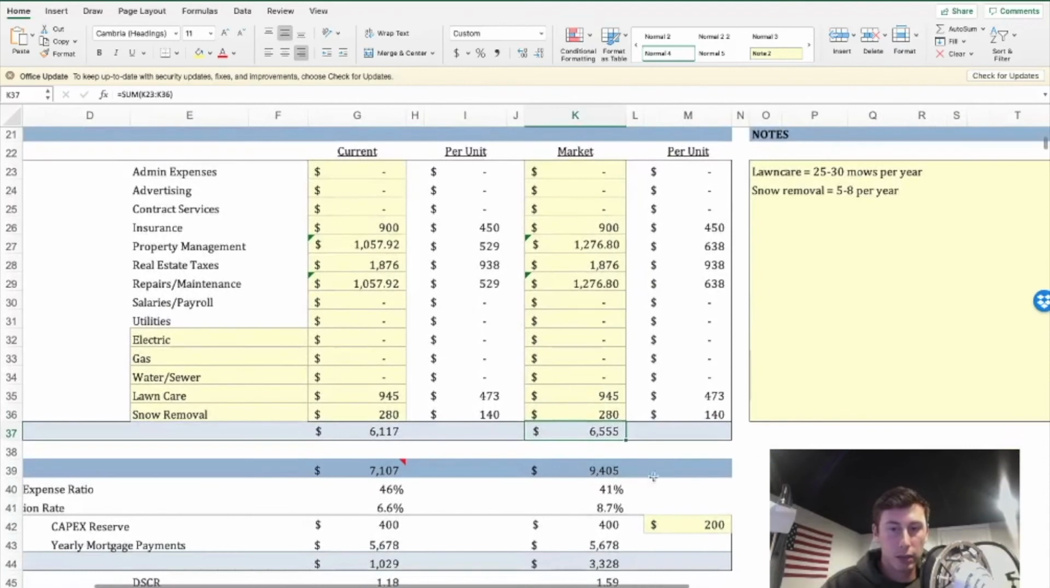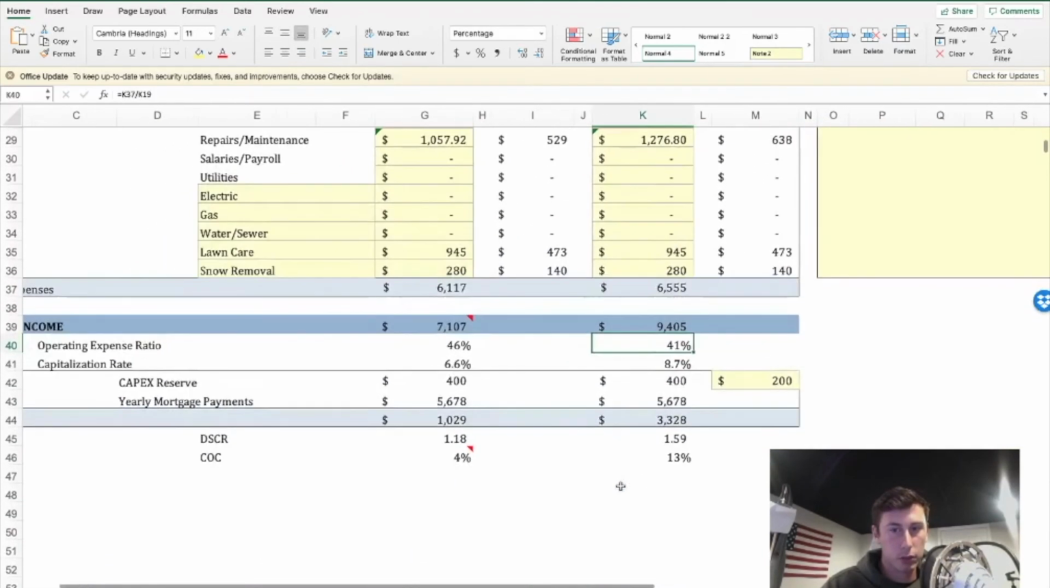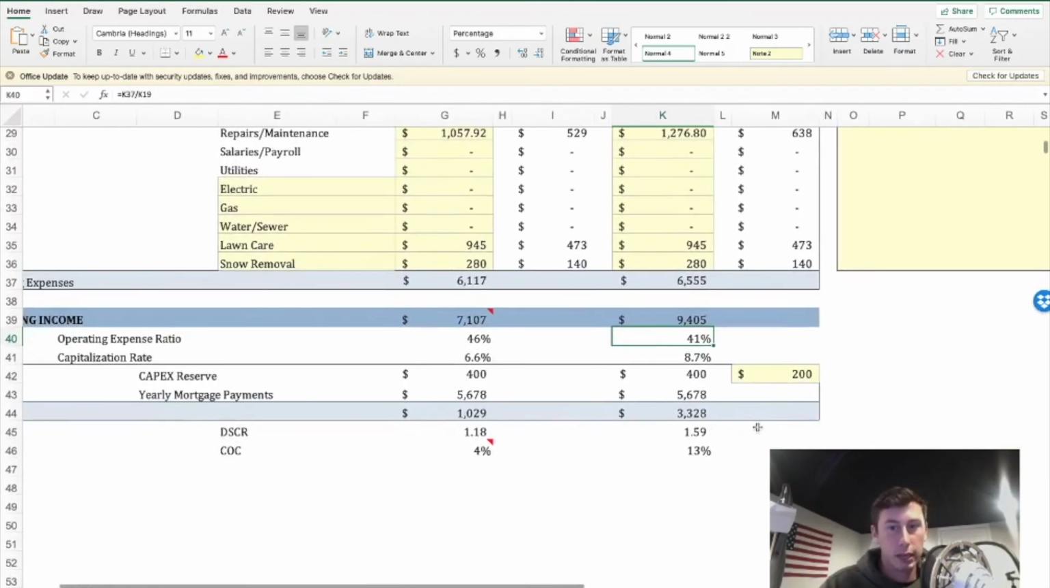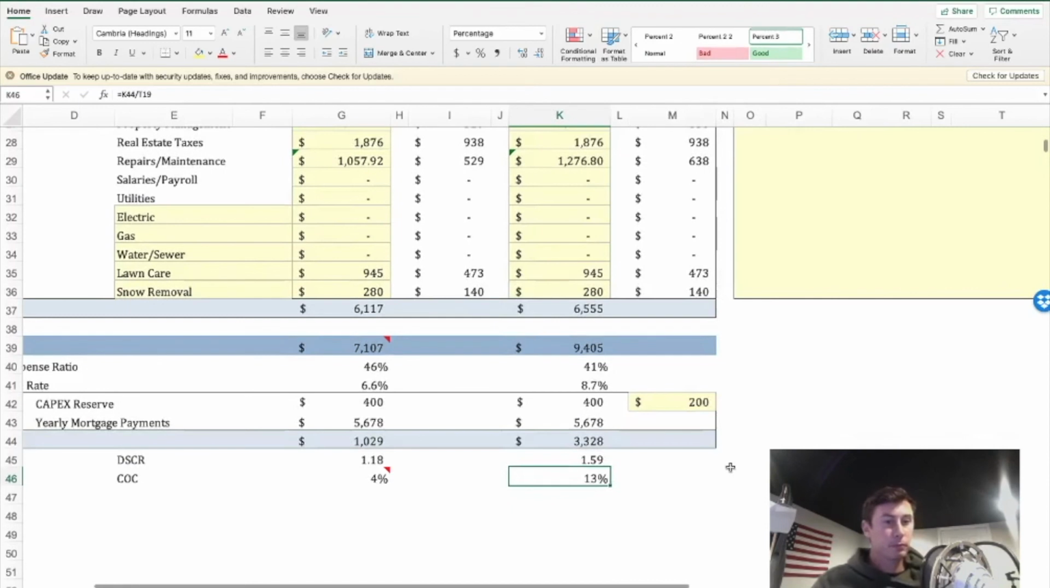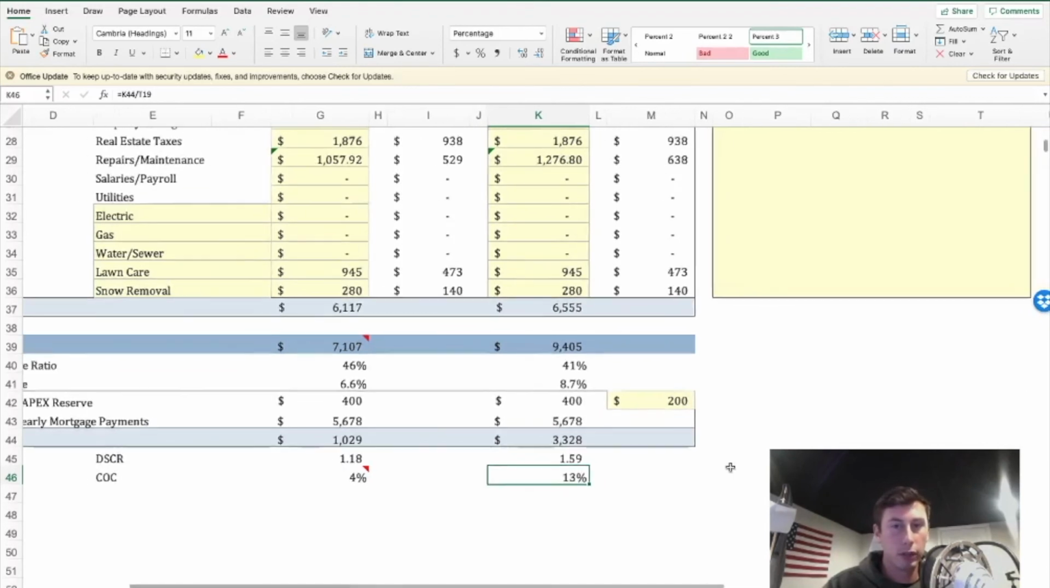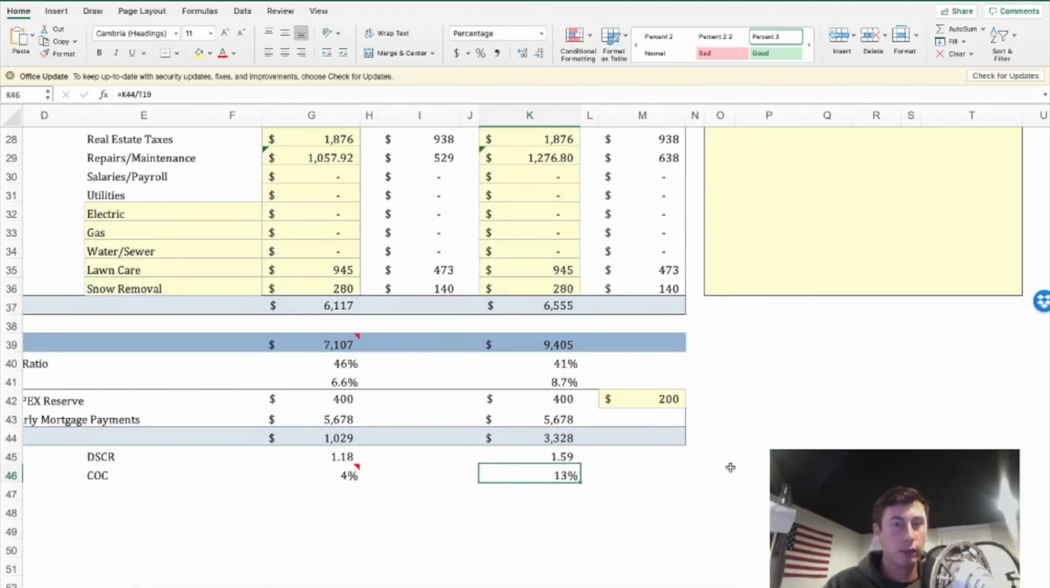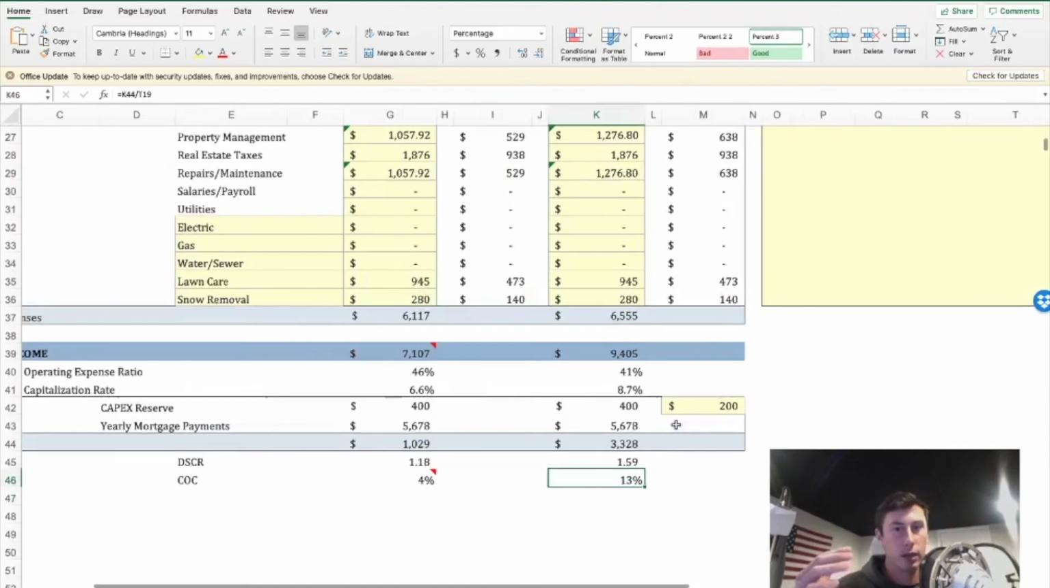Okay, so we updated the expenses, and now let's look at our numbers. Now we're seeing a better return. We're at 13% cash on cash. And again, these numbers are just very broad. They're not going to be perfect, never going to be perfect. You have no clue what kind of repairs you're going to have to make. But this just gives you an idea of how I begin underwriting my deals.